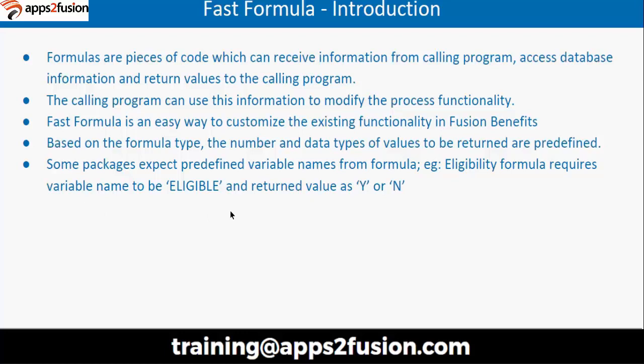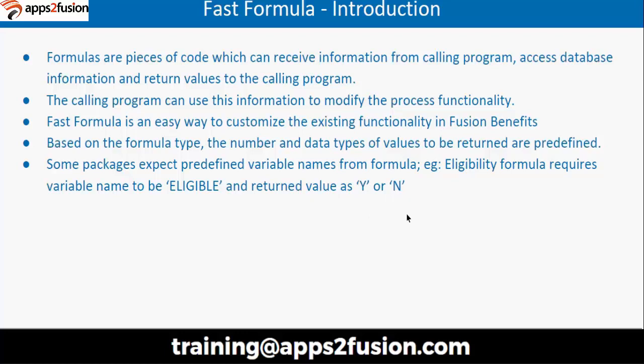Okay, thank you. So the formula will then calculate the value using the input it has received from the calling application, and then it will return the final result back to the application which called it. When you're evaluating the eligibility for a person, the program calls the formula and the formula returns the value. What does an eligibility formula return? It returns the value as yes or no, Y or N.